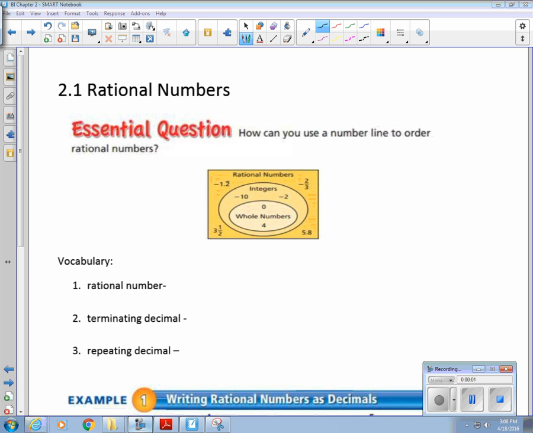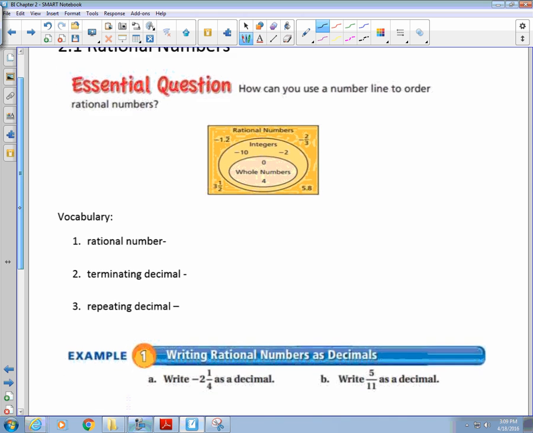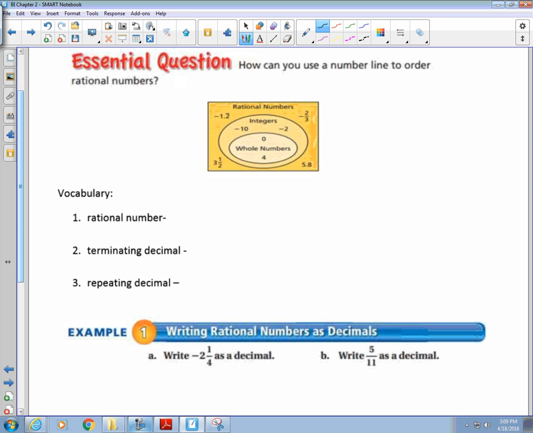Today's lesson is Chapter 2, Lesson 1, called Rational Numbers. So let's start off with some vocabulary. First thing, if we're going to talk about rational numbers, we ought to know what a rational number is. So let's get a definition down.